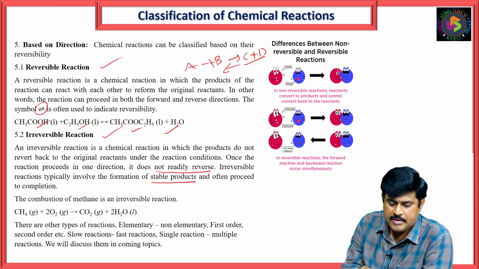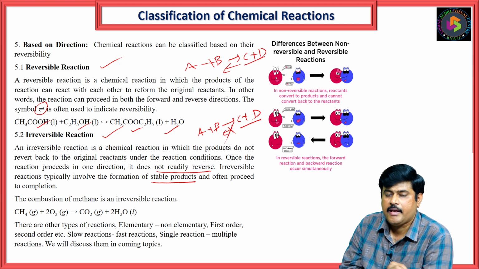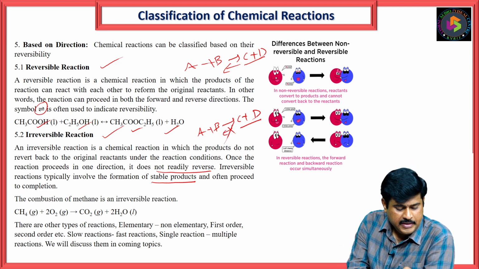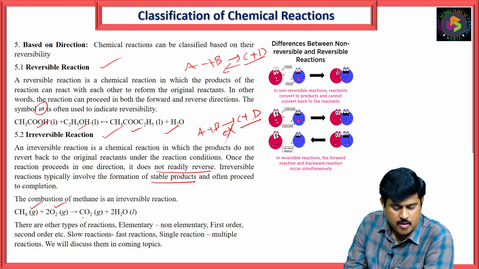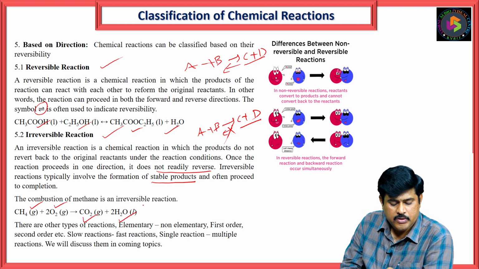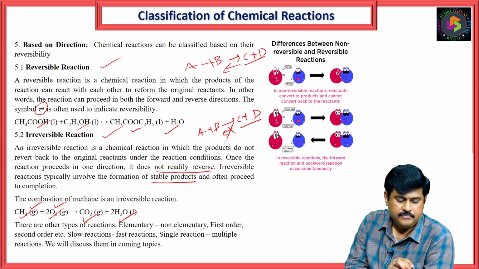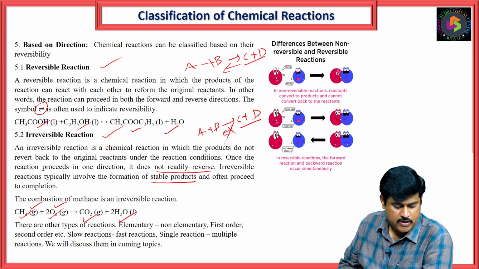So the products C and D are formed when A and B react, and C and D again cannot react themselves to form A and B back. This cannot happen in an irreversible reaction. The example for this one: methane gas reacts with oxygen to form carbon dioxide and water. The water and carbon dioxide, even under the same reaction conditions, cannot revert back to give the methane gas and oxygen. That is the irreversible reaction.